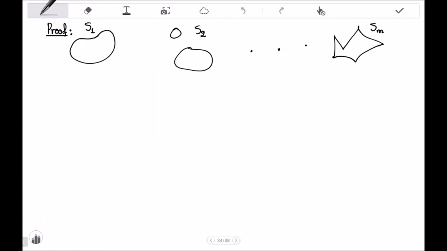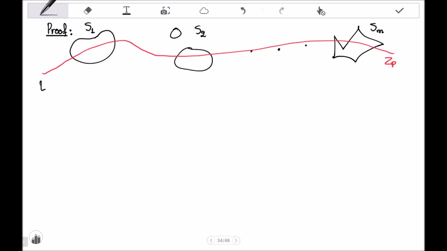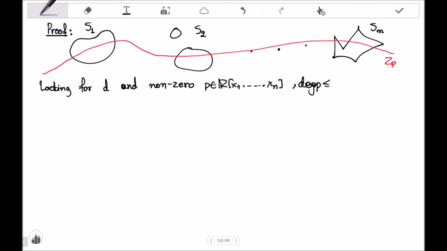Oh, I didn't prove this. I should have proved this. So let's just prove this here. This bisection lemma. I'm looking for a polynomial that does this. The zero set should do the splitting, right? So I'm looking for a degree and a non-zero polynomial in n variables of at most this degree that does this splitting in equal parts.